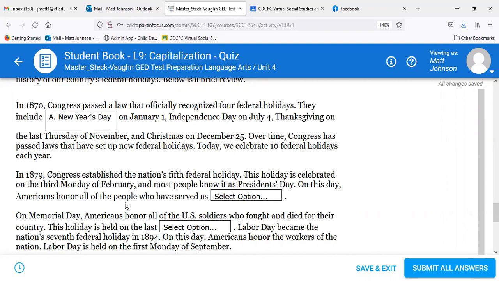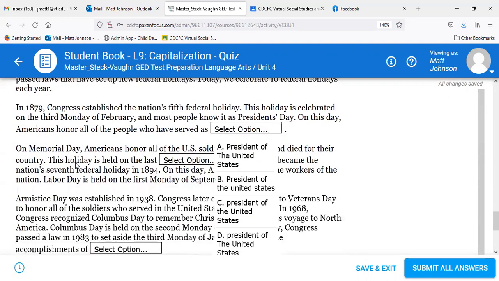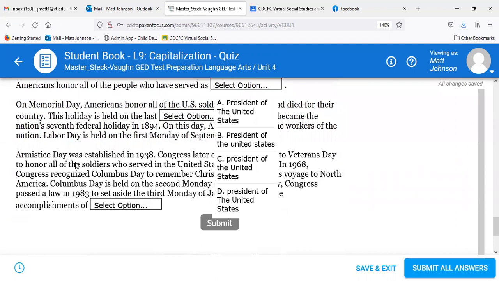On this day, Americans honor all of the people who have served as A, B, C, or D. A. A. Now, this one's a little tricky, and I'm not surprised that you would go for that one. It's actually C.